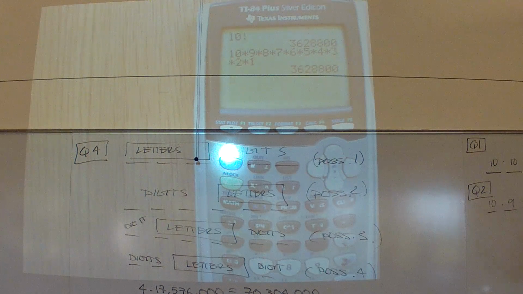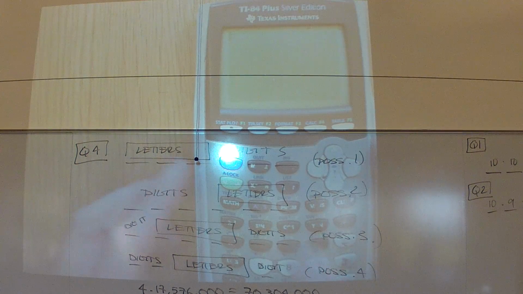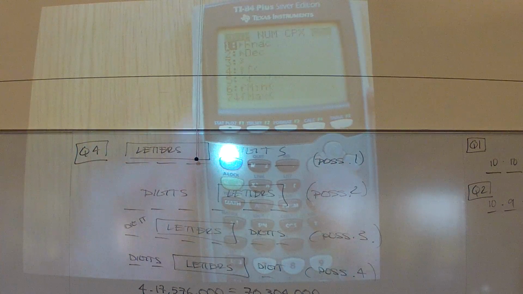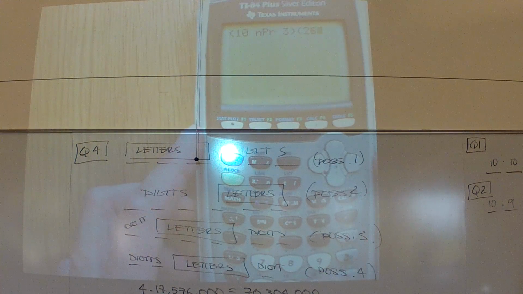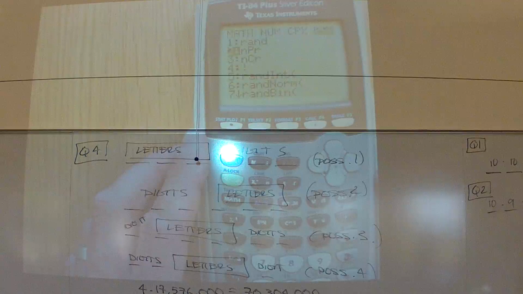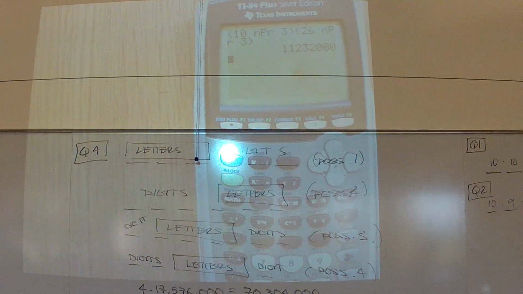Here's the TI shortcut, if you will. Here's how this would look on a TI. You do 10 nPr 3 times 26 nPr 3, which, if you notice, is this guy. But honestly, to explain that and why it's working, I don't think it's worth the time. It's much easier just to do this. I'd rather keep it looking like the other one. That way, it's less memorization. You're applying one principle over and over again. But you can do it that way.